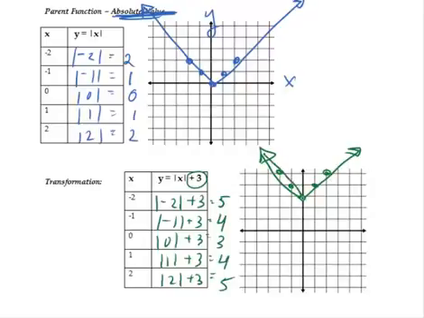Notice that it's the same shape that you see as before. It's still that V shape. It's not a parabola. It's not a curve. But the V absolute value shape. But notice how it's different.